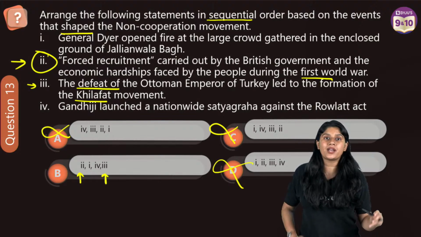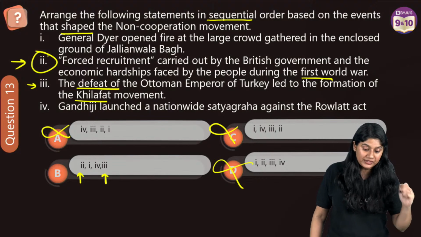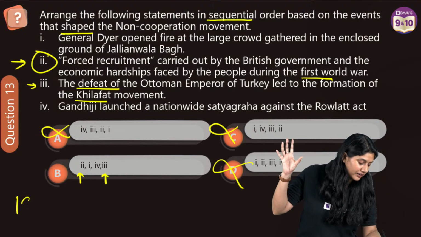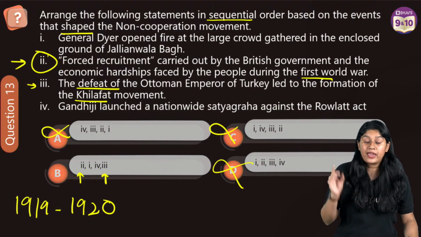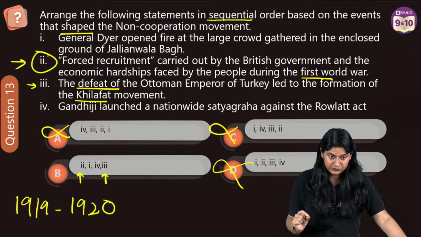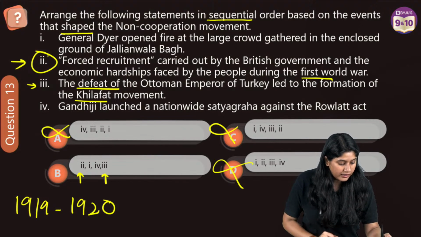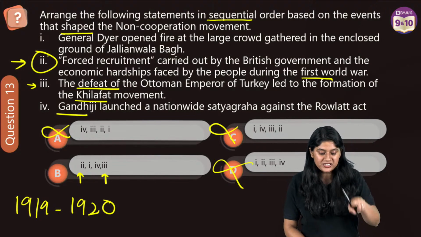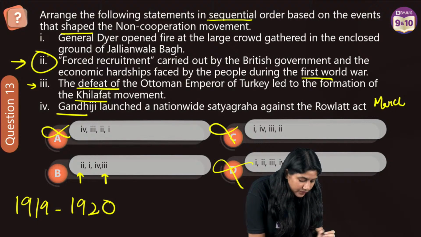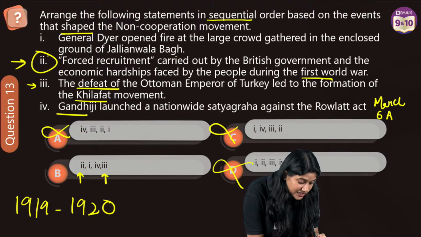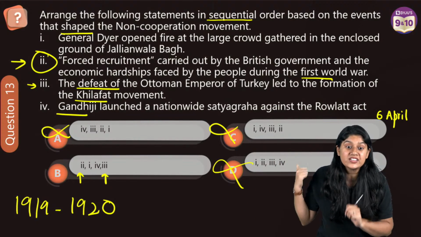So these events are happening in 1914 to 1918, the First World War. Then, of course, we are revolving around the years 1919 to 1920. Clear? So everyone, in the textbook, you know what they have mentioned? They have mentioned that Gandhiji launched the worldwide satyagraha against the Rowlatt Act in March, right? And of course, the Hartal happened on 6th of April. Yes, I'm sure you all have seen this.